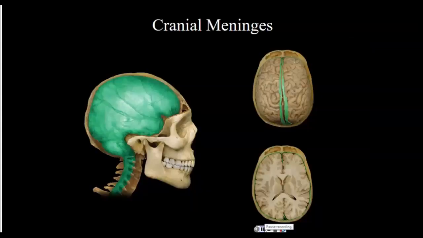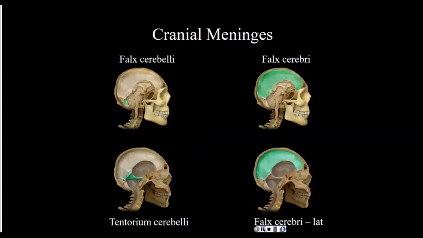Here are some images of the meninges around the brain and the spinal cord. It's really like shrink wrap around it all. It also dips into the space between the two hemispheres called the falx cerebri. There's a space by the cerebellum called the falx cerebelli, and deeper there's another division called the tentorium cerebelli.